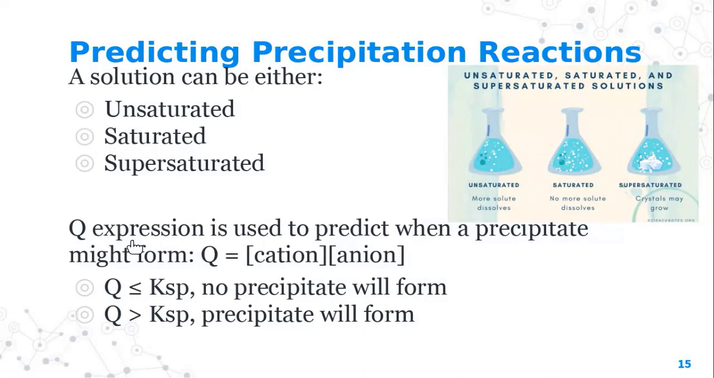Okay, so our Q expression is used to predict when the precipitate might form. Our Q is going to be equal to our cation times the anion. We always compare Q with K. If Q is less than or equal to KSP, then no precipitate will form. We're able to continue to add more, or we're at equilibrium, so no precipitate forms, versus Q is greater than KSP, so more precipitate will form.